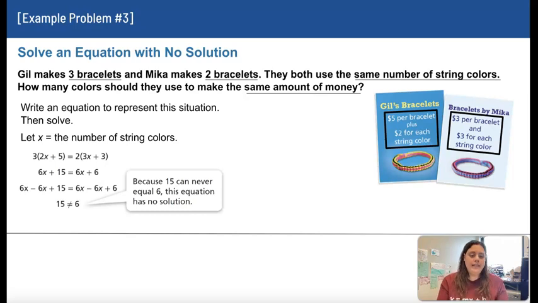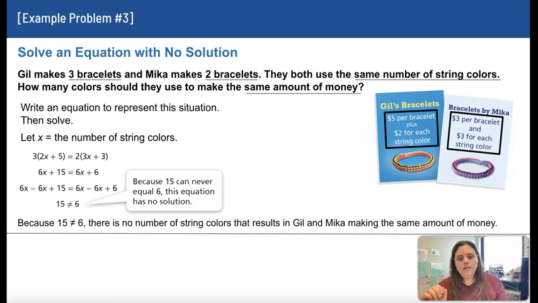We know that 15 is not equal to 6. So, because this can never be true, there is no value of x that we could use that would end up working. So because we get this statement that is not true, there is no solution. There is nothing we could plug in for this to work. So we say the equation has no solution. So there is no way that they can use the same number of colored strings and make the same amount of money.